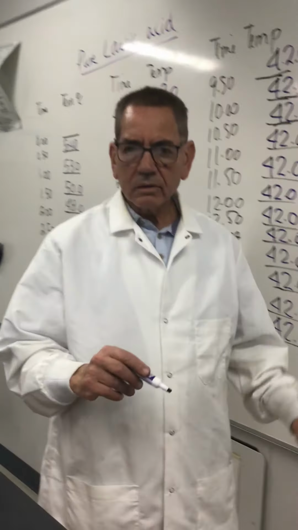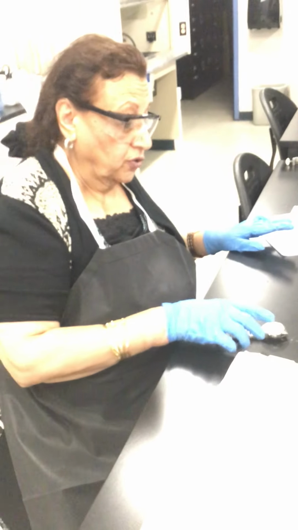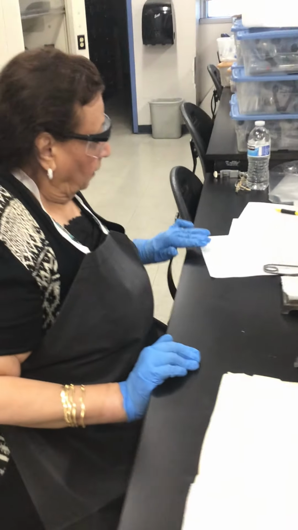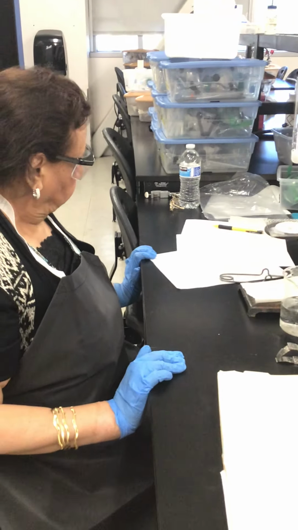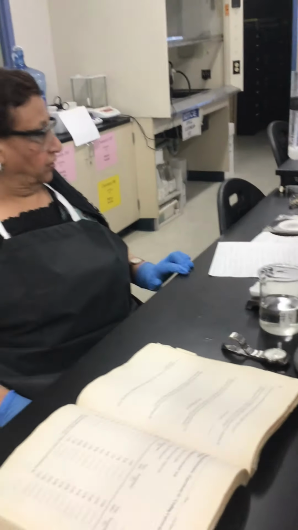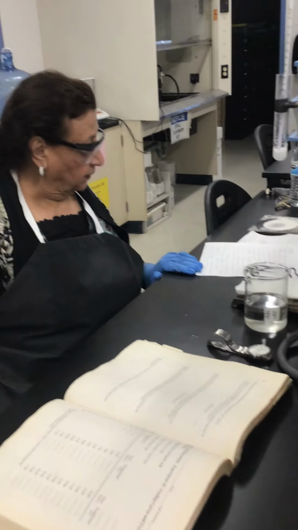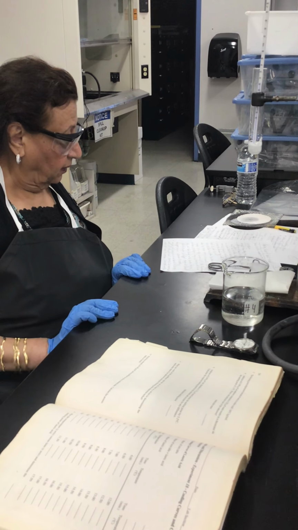All right, so you're going to do now the benzoic acid, the impurities. So you can see that the temperature was steady for a period of time, no changes. Now what we are going to do, I already weighed 0.4 gram of benzoic acid, and we're going to add it to the test tube, which has lauric acid.